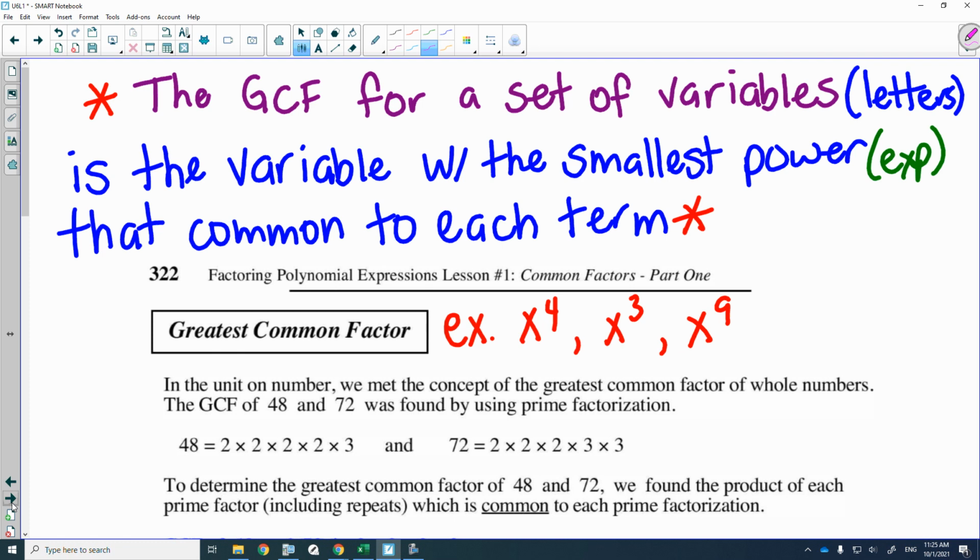In chapter 1, we did GCF of numbers, and I gave you huge numbers. This chapter, you're going to have very small numbers. You're going to be able to look at a number and tell me the GCF. So you don't have to worry about doing that prime factorization that we did. What is going to be new, though, is finding out the GCF for a set of variables. So remember that variables are letters.